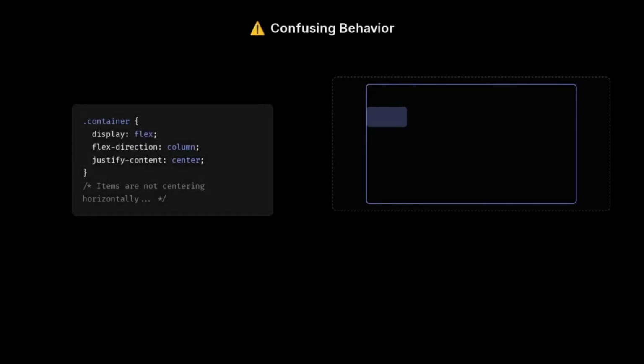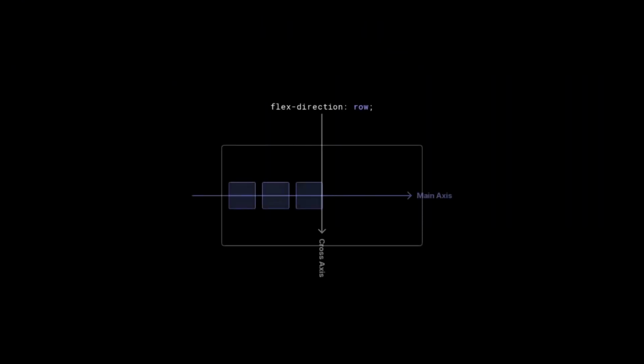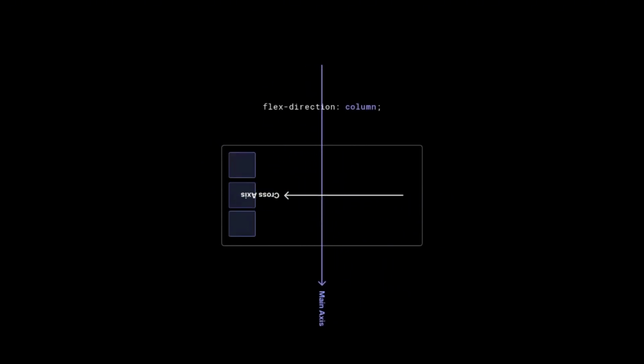You've set justify-content to center, but your items are not centering horizontally. This often leads to confusion. Why does this happen when flex-direction is set to column? The main axis fundamentally changes. It becomes vertical, not horizontal. This is a crucial distinction for layout control.